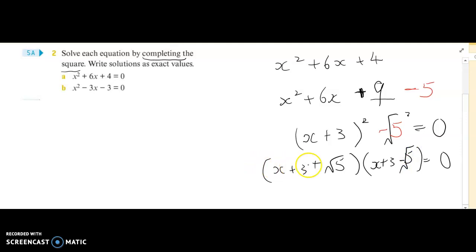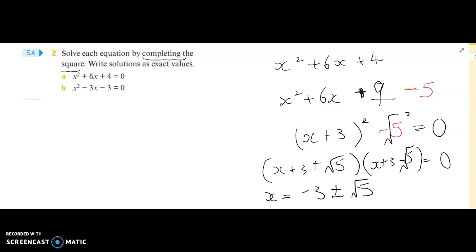And therefore, for the null factor law, remember it's got to be the opposite of plus 3, which is equal to minus 3, and the opposite of the root 5, in this case a minus, in this case a plus. And that, of course, will give us either side of the minus 3. So that was completing the square when the middle term is even.